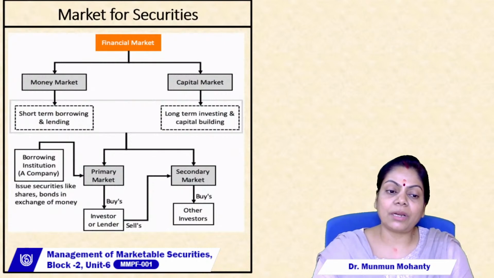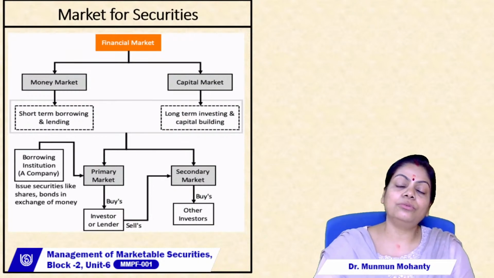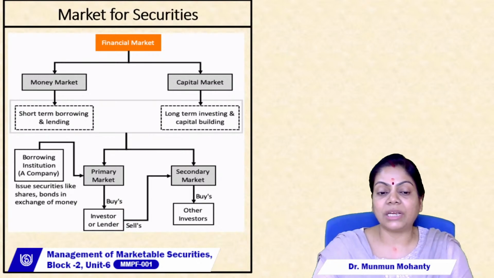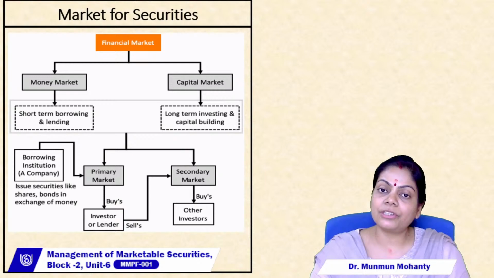In the primary market, the institution buys the asset, and if it wants to liquidate the asset prior to maturity, it has to go to the secondary market. There it can sell the asset to other investors and liquidate it.